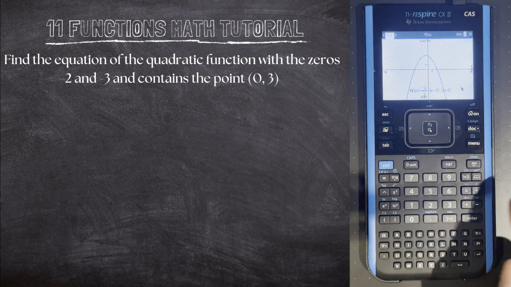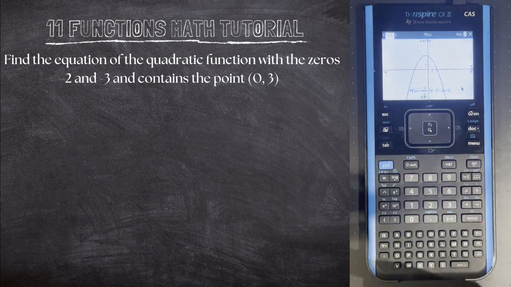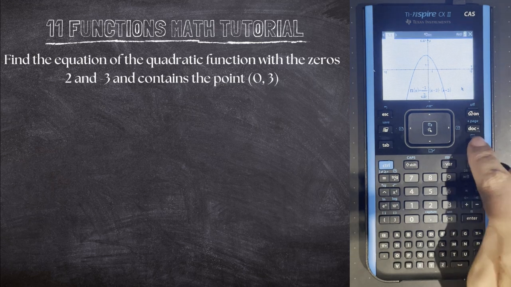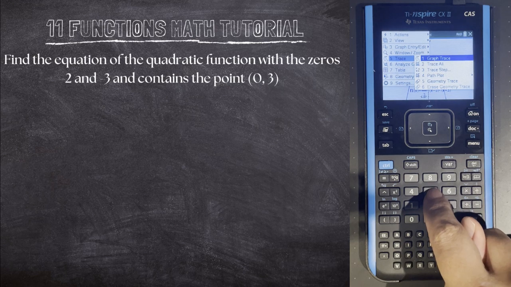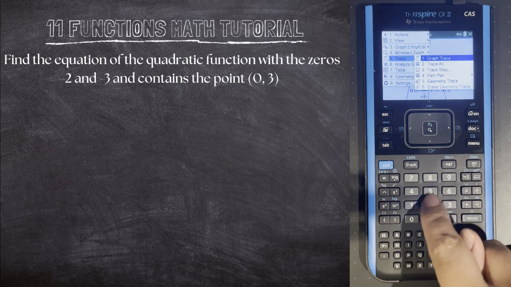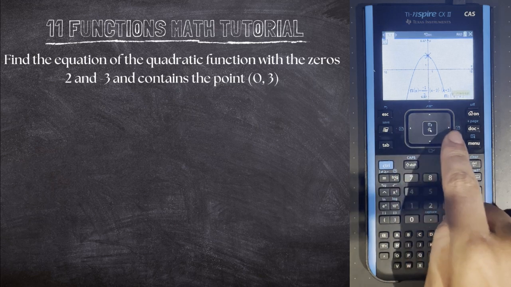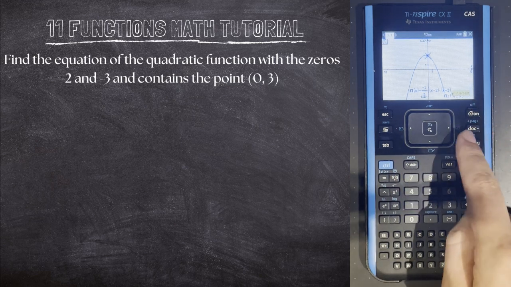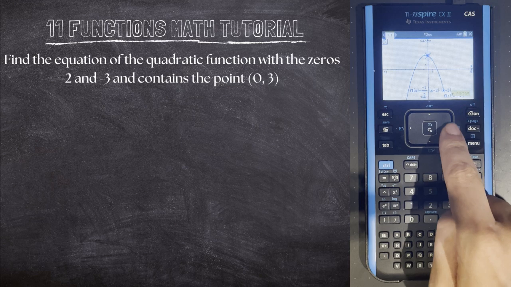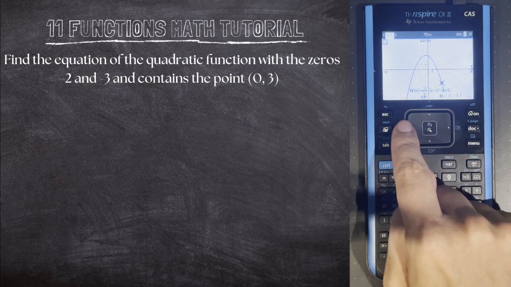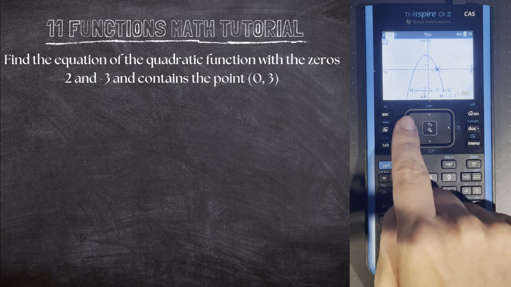Now here we can see that the zeros are 2 and -3, and we could do what we learned before to check that. But let's see if the point 0,3 actually exists on this graph. So we're going to go to Menu. We're going to Trace and do a graph trace. So immediately it started at the point we wanted, which is the y-intercept 0 and 3. So that works, but you can also move along the graph to confirm other points as well.